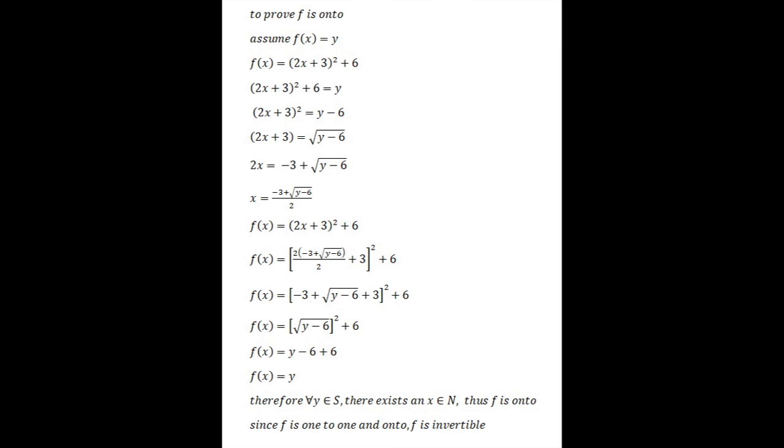Okay, finally we can conclude one statement: therefore for every y belongs to the set S, the codomain S, there exists an x belongs to the domain, natural numbers. Thus f is onto. Since f is both 1 to 1 and onto, it is invertible also.